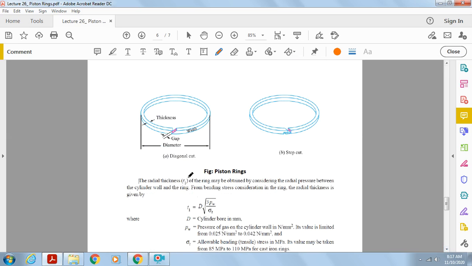So here we see this is figure A and figure B. So this particular gap is provided. This is the diameter. Even the diameter is more than the cylinder bore. Okay, so this is diagonal cut and this is step cut. Diagonal cut means this cutting is provided diagonally, and this is step by step cutting, so it is called the step cut.